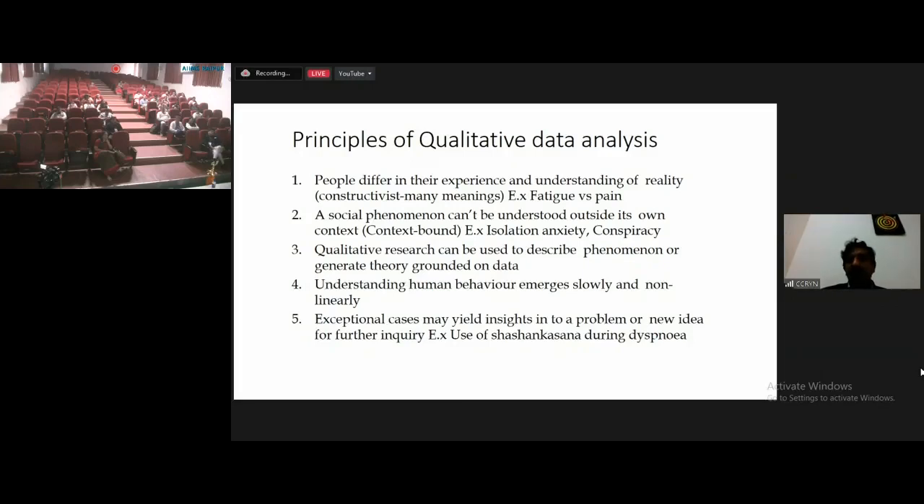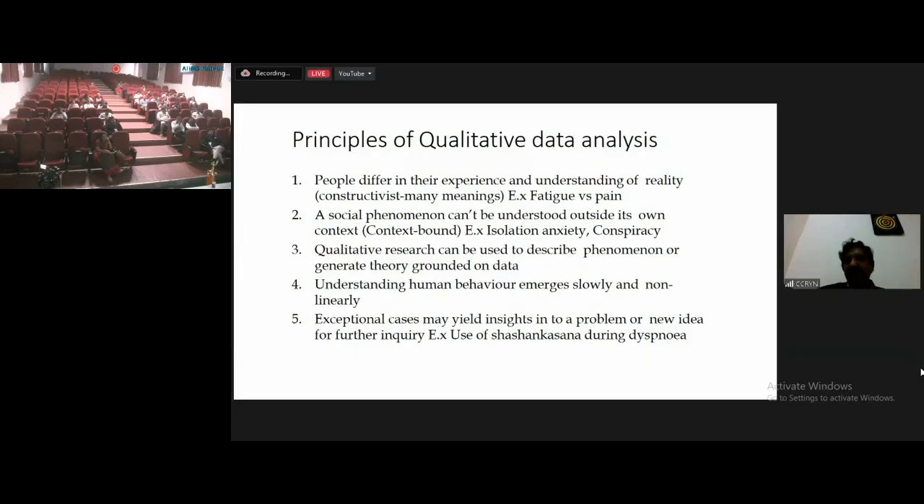The social phenomenon cannot be understood outside its own context. It is context bound. For example, family members want to prevent the patient from knowing that they have cancer. They have a conspiracy of silence, collaborating with the onco-physician not to tell the patient about the diagnosis. This can create unnecessary isolation and anxiety. And those kinds of things are happening.